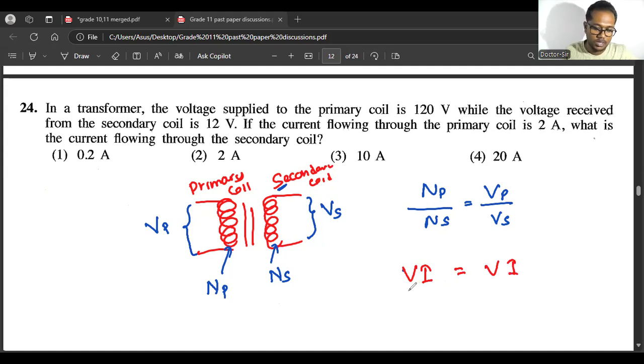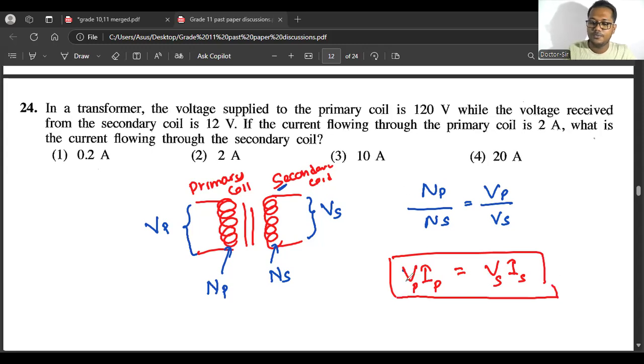VP is the primary coil potential difference and IP is the primary current. Then VS and IS. So this is going to another formula given here. Here they are given voltage or power, primary and secondary voltage difference, and current, right? So I'm going to apply the things here.